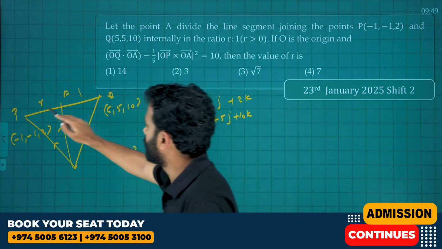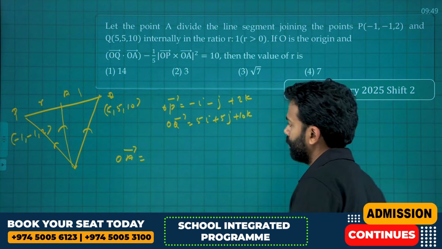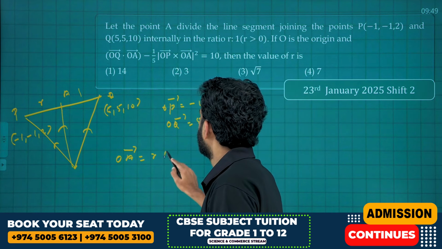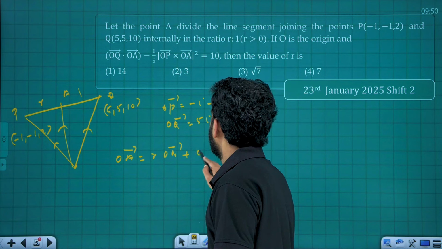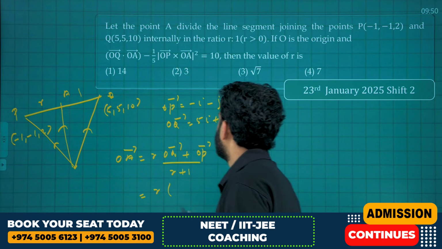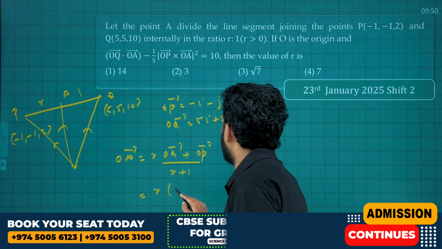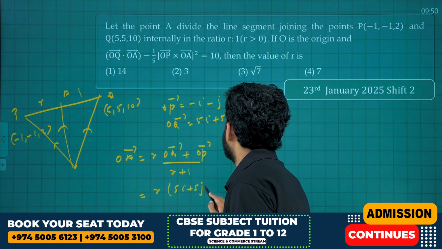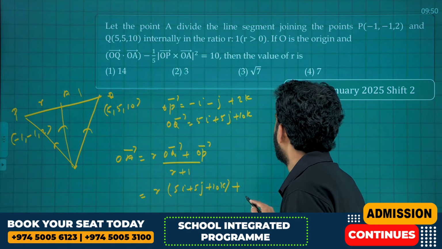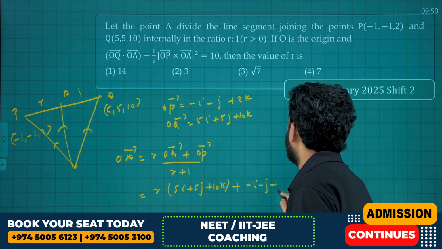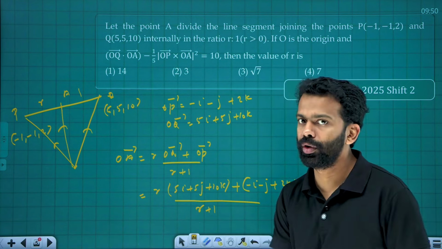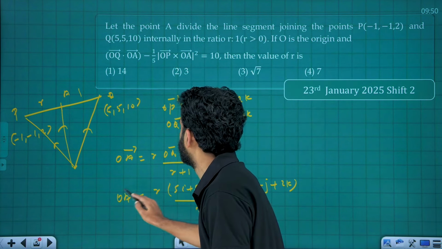If it is dividing it in the ratio r is to 1, what will be vector OA? The internal division formula for vector, that will be r times vector OQ plus vector OP divided by r plus 1. That will be r into 5i plus 5j plus 10k plus minus i minus j plus 2k divided by what? r plus 1. I hope you are getting the idea here. That is what vector OA is. Okay.